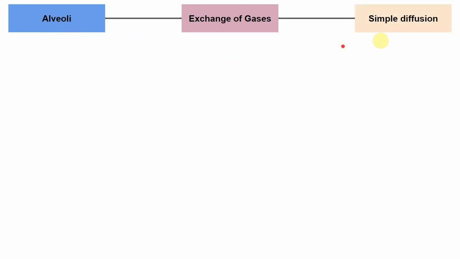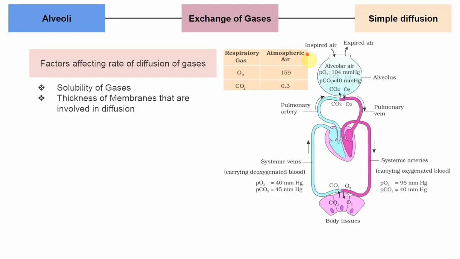So, exchange of gases. The main part of the lung involved in exchange of gases is the alveoli, and the process mainly involved is simple diffusion. The factors affecting the rate of diffusion of gases are mainly two: the solubility of the gases and the thickness of the membranes involved in the diffusion. We also consider one more factor here, the difference in the partial pressure of the respiratory gases.